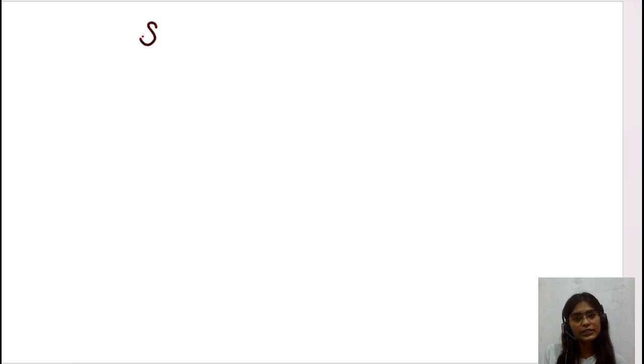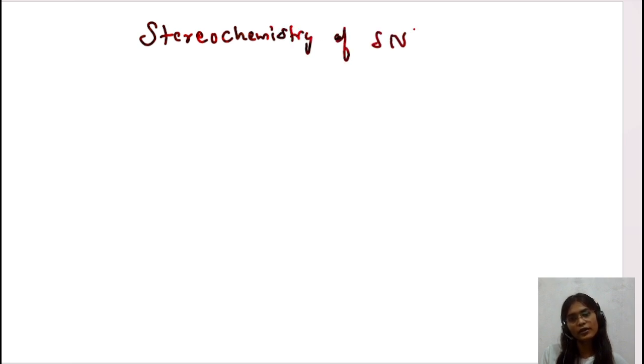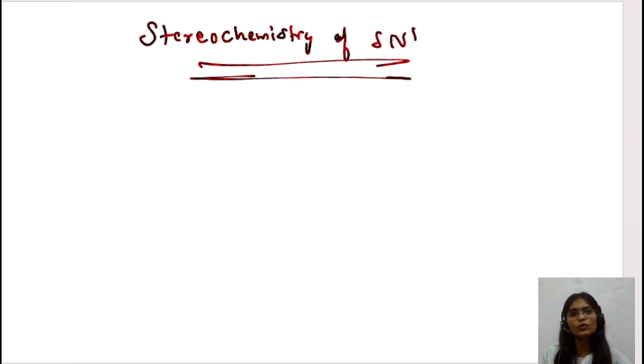That is the stereochemistry of the SN1 mechanism. So what is the meaning of this word stereochemistry? Stereo means how it is connected with the space.